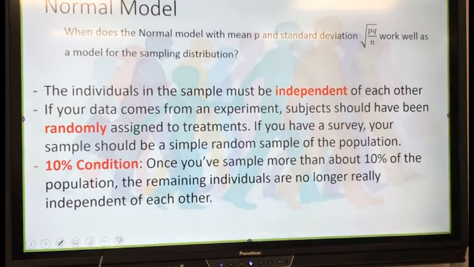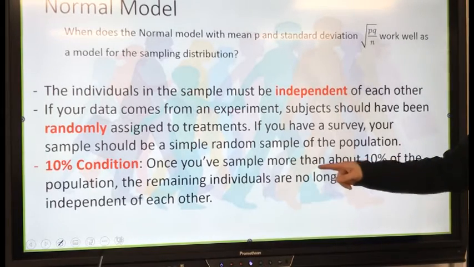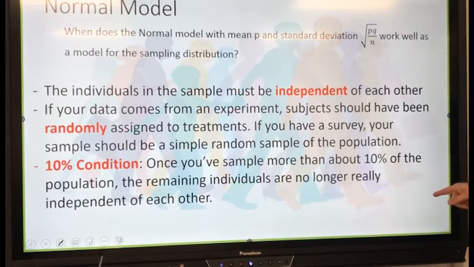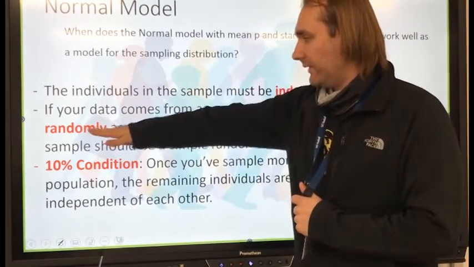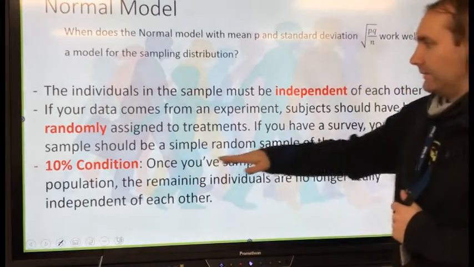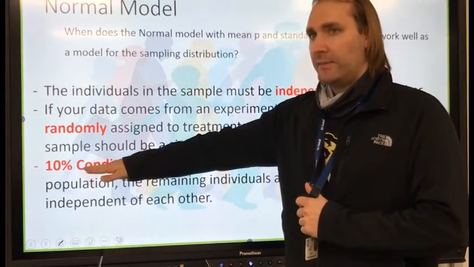And of course, the 10% condition. What does this mean? Well, once your sample is more than about 10% of the population, the remaining individuals are no longer really considered independent. So they have to be independent. They have to be randomly assigned or randomly selected. And it has to be under 10% of the population.